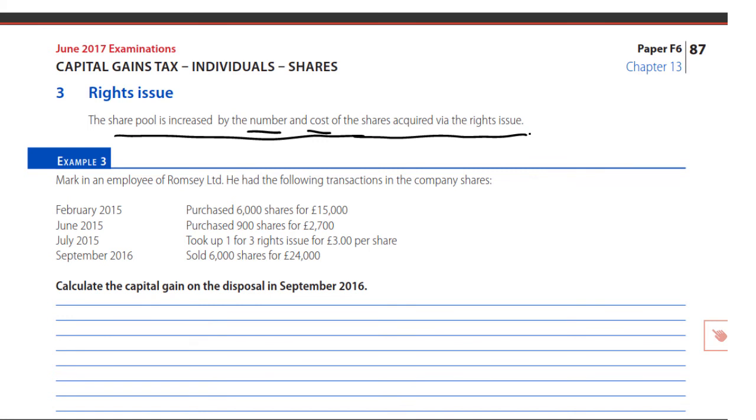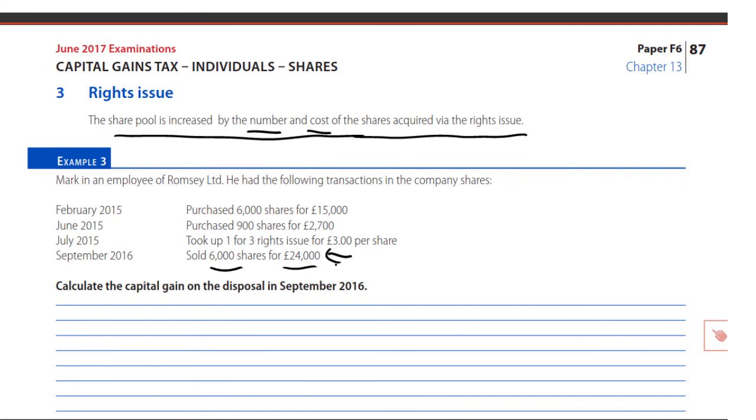Remember what the company is doing here. It is choosing to go to its own shareholders first to raise additional share capital. How do they tempt their shareholders to part with their hard-earned money? By ostensibly offering those shares at an advantageous share price. Well, what we've got to do here in example 3 is to work out the gain arising on the sale of 6,000 shares for £24,000.